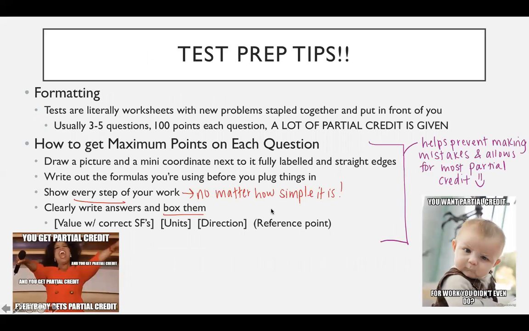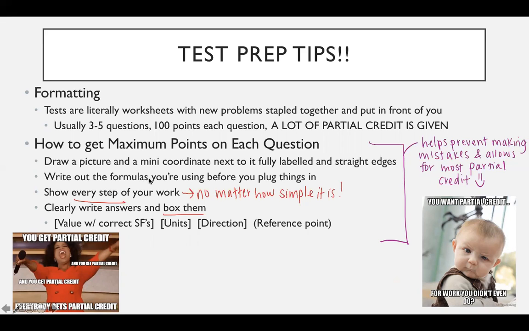So here are some test prep tips, some quick formatting things. Exams are usually 3 to 5 questions. They're 100 points each question, and there's a ton of partial credit given. So how you get that partial credit is by following these steps. Every single time you have a problem, draw a picture so that they know what you're thinking.